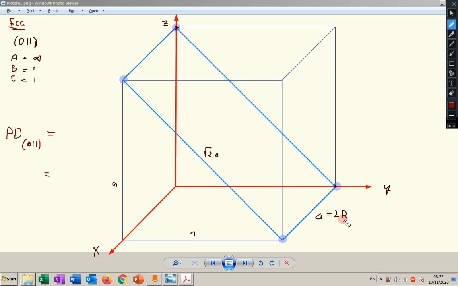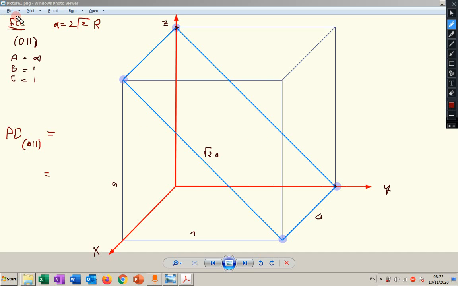So we still have the plane, but A is not equal to 2R here. We know that in FCC, A is equal to 2 root 2R. A is equal to 2 root 2R. We know this one from before.